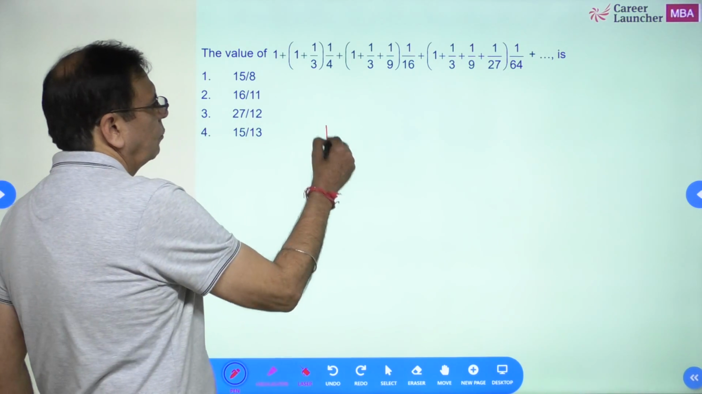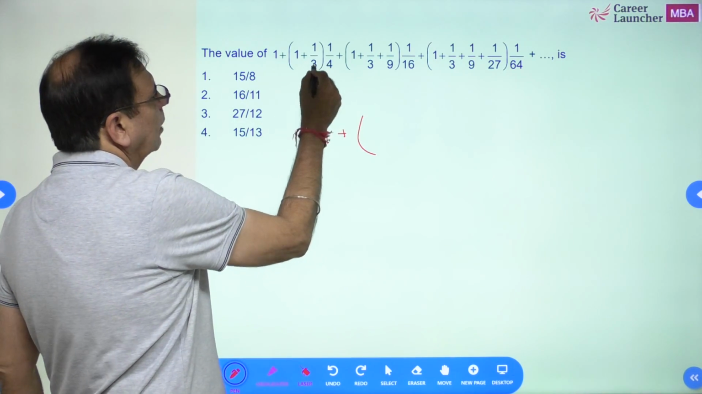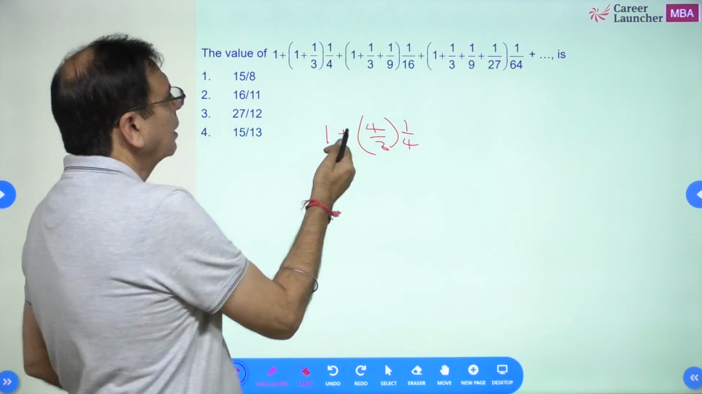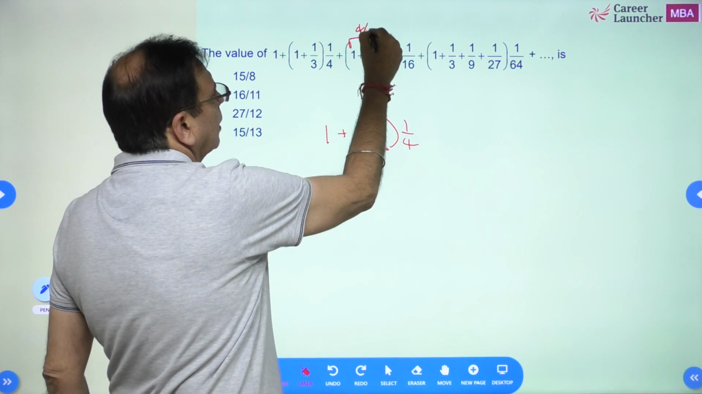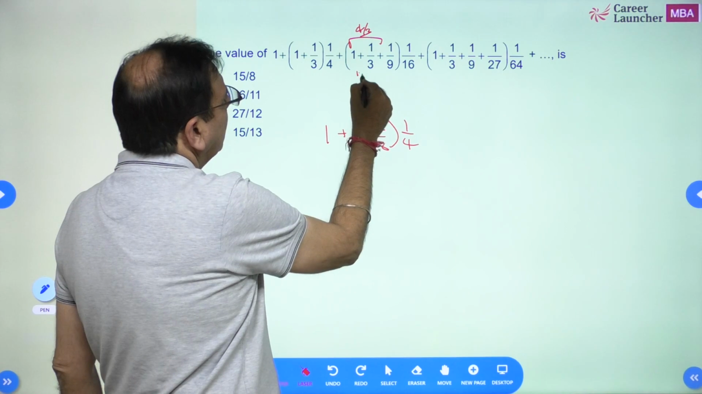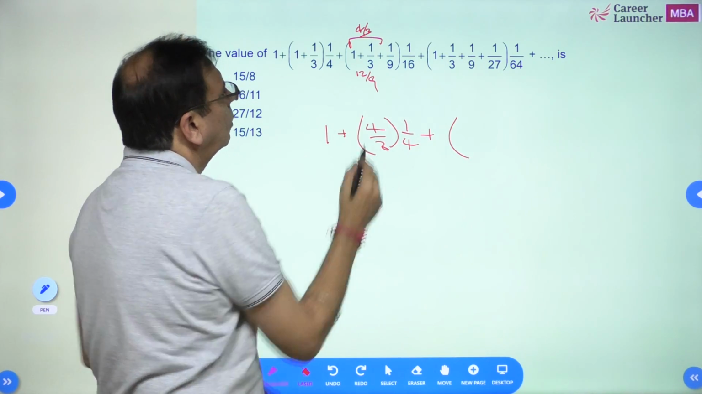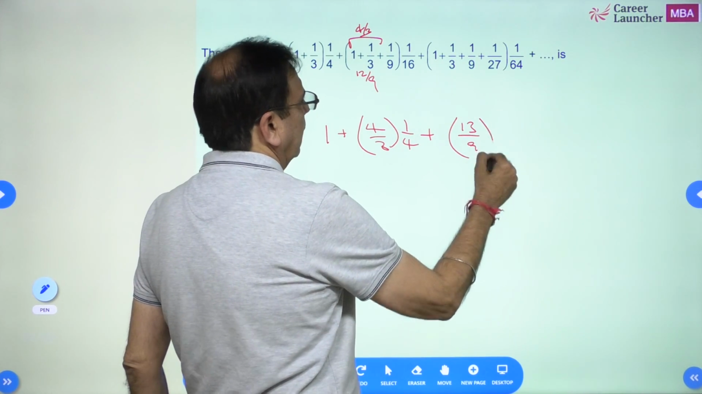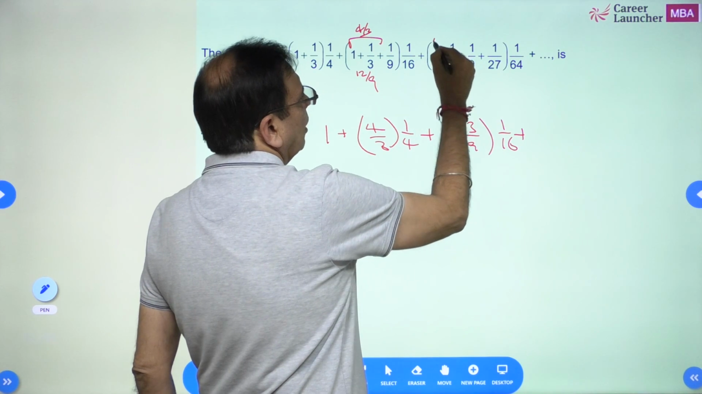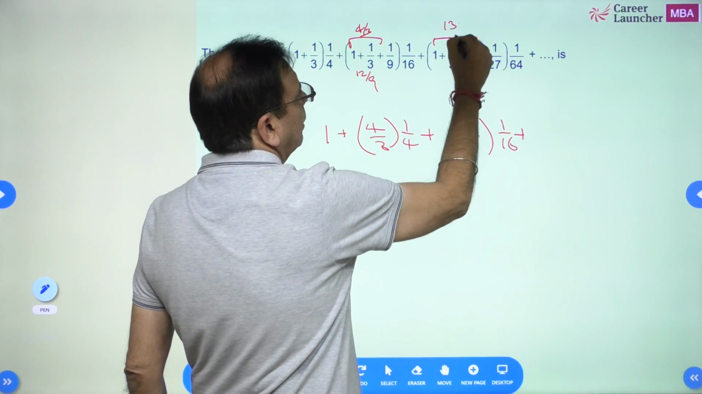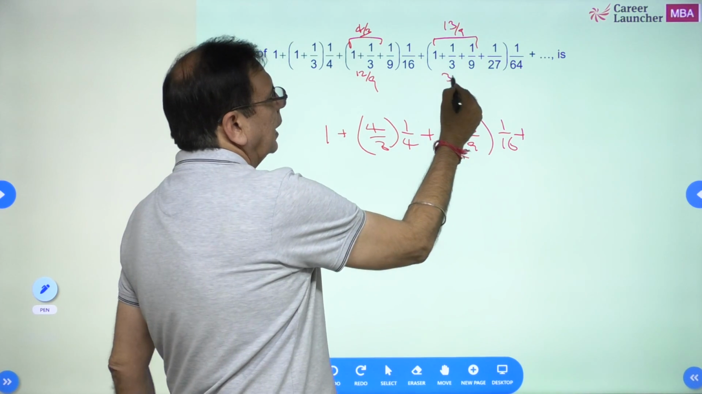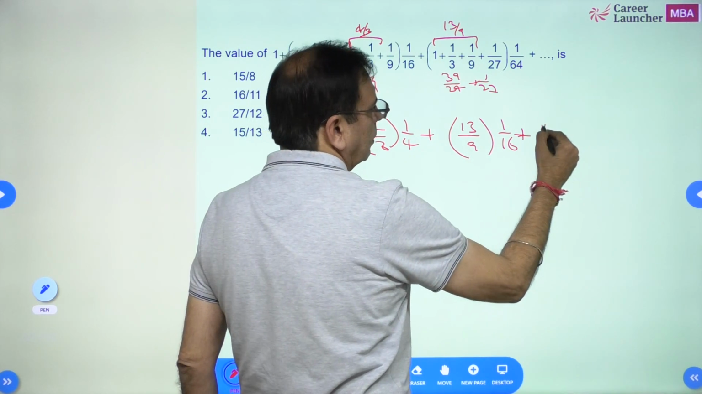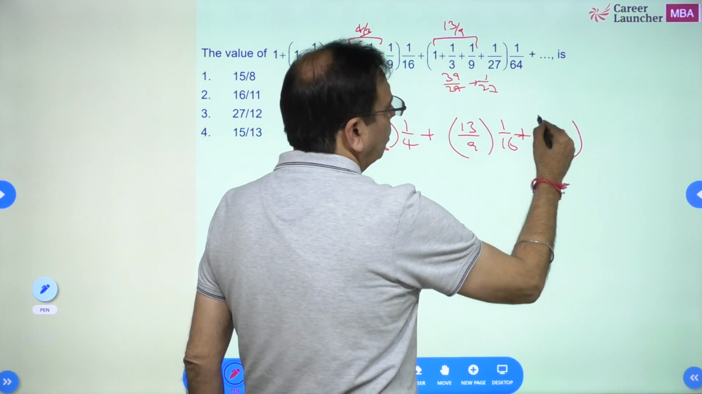What is the first term? First term is 1. Second term is 1 plus 1 by 3, which is 4 by 3, into 1 by 4. I am not calculating why, because I can see this is 4 by 3, or 12 by 9. So how much will the second term be equal to? 12 by 9 plus 1 by 9 will be 13 by 9, into 1 by 16. Now this has become 13 by 9. 13 by 9 means 39 by 27, plus 1 by 27, 40 by 27, into 1 by 64.